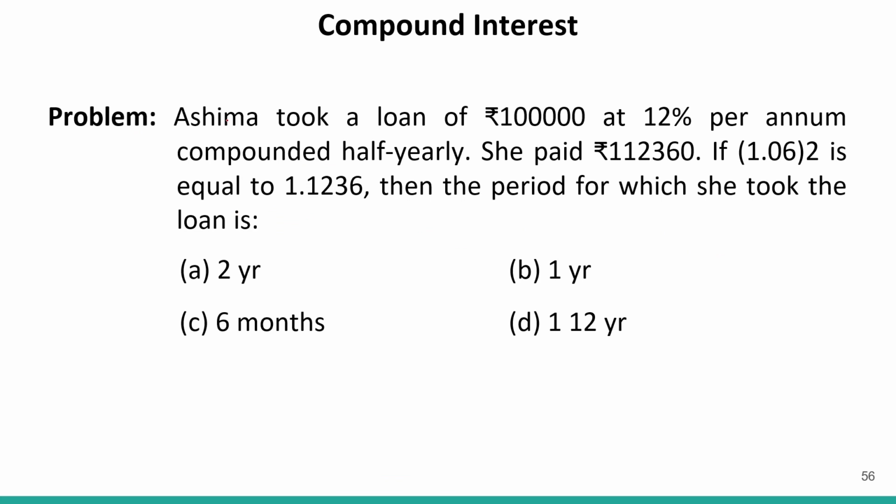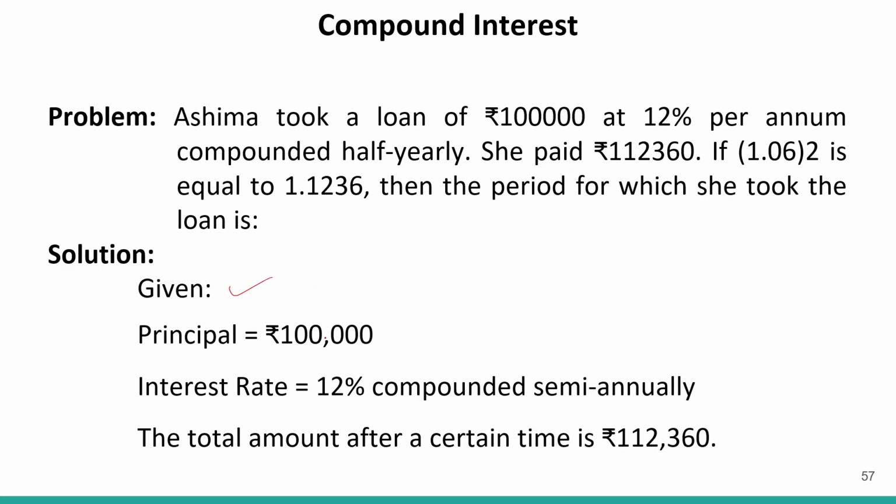Let's see the problem. Asima took 1 lakh at 12% per annum compounded half yearly. She paid 1,12,360, that is 1.06 power 2 is equal to this much. Then the period for which she took the loan is what? 2 years, 1 year, 6 months, or 1.12 years? Let's see which of these 4 is actually correct.